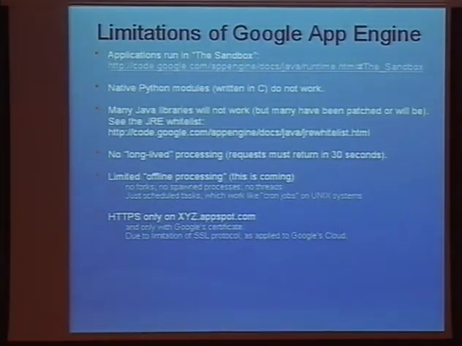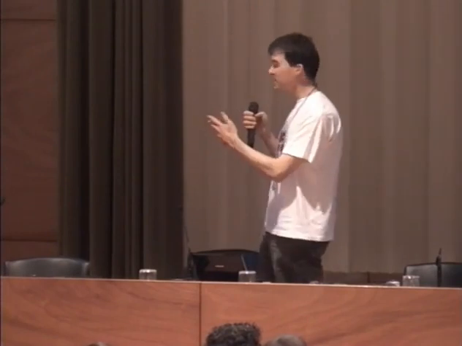And long-lived processing: requests have to return in 30 seconds, so it's a limited platform. And they have limited offline processing. So basically, cron jobs will run. And for HTTPS, you have to use a Google certificate, and you can only use a certain URL. Whereas in general, you can use any URL you want. But if you're using HTTPS, you have to use their certificate and a particular URL.